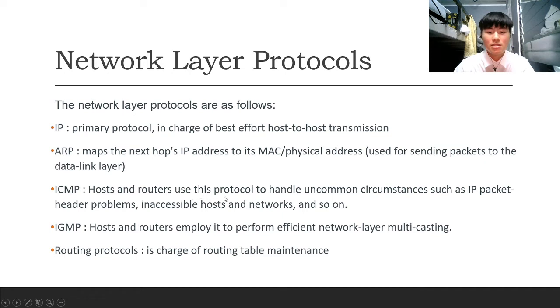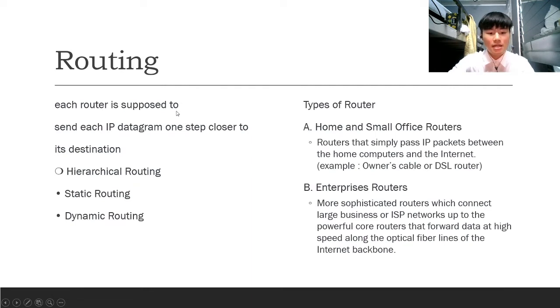Hosts and routers use this protocol to handle uncommon circumstances, such as IP packet header problems, inaccessible hosts and networks, and so on. IGMP is employed by hosts and routers to perform efficient network layer multicasting. There are also routing protocols, in charge of routing table maintenance. Routing is the most fundamental aspect of networking, and routing protocols govern how your data is routed and help make that process as seamless as possible.